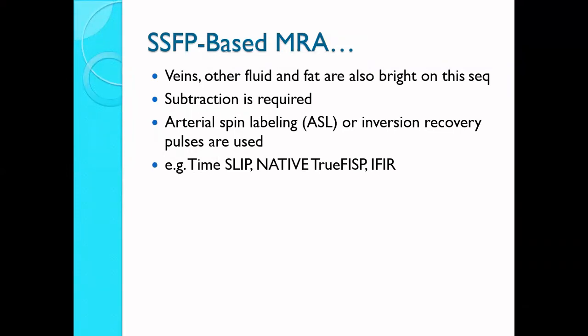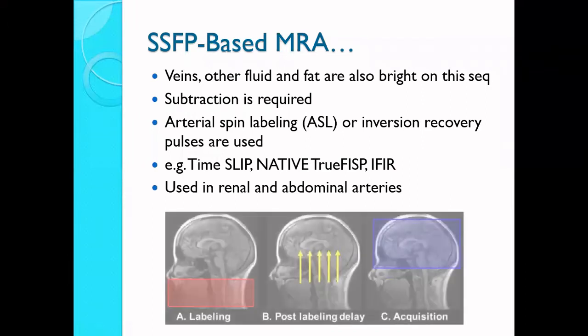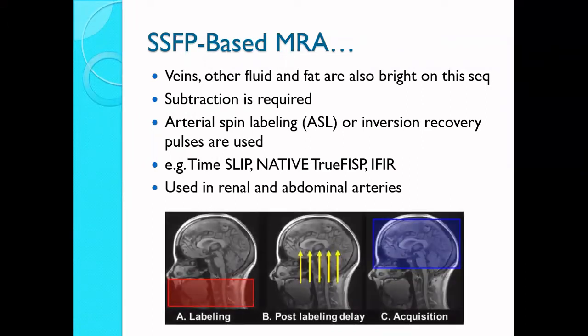The techniques we have here, we call them time-SLIP or native TrueFISP, or we also call it IFIR. These names are actually based on the different vendors; the companies have given their own names to them. They are used for the renal and abdominal arteries as well. Similarly, you can use them for other arterial systems as well.